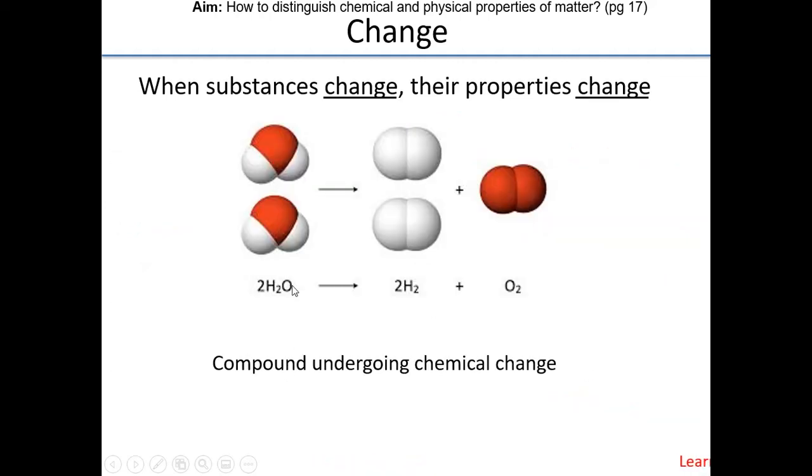So here's an example. Here we have a compound undergoing chemical change. We have two water molecules becoming two hydrogens and oxygen. So water will be our reactant, and the two hydrogen and oxygen will be our products.